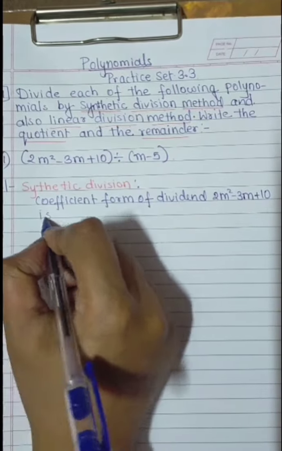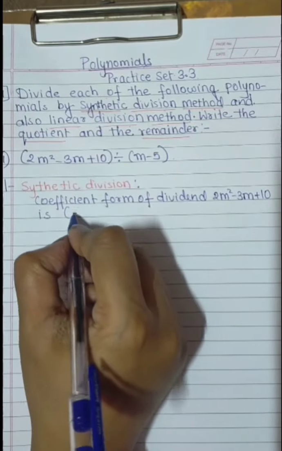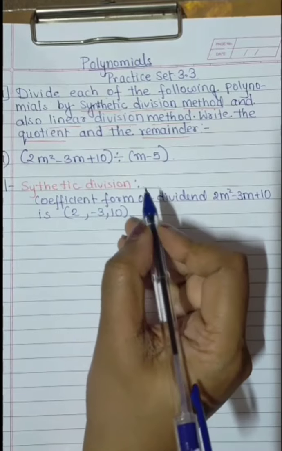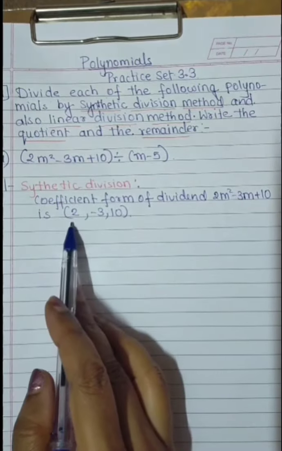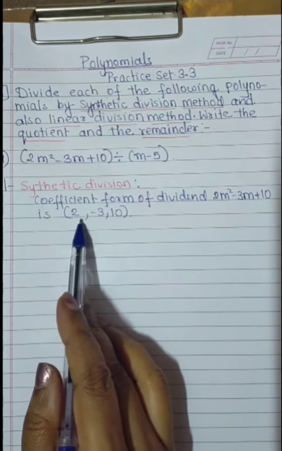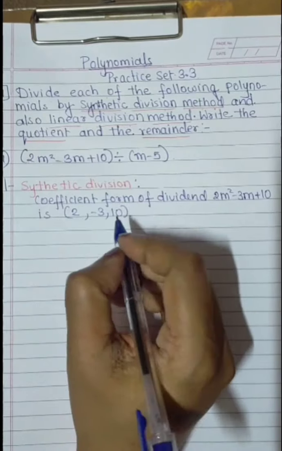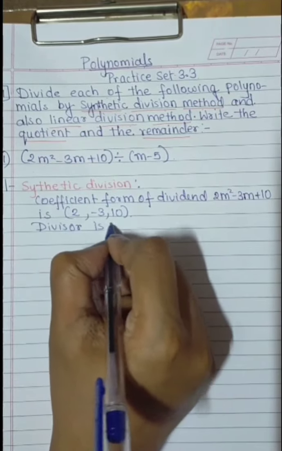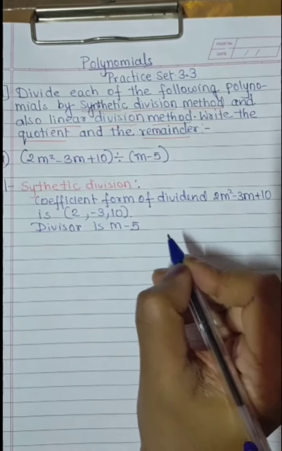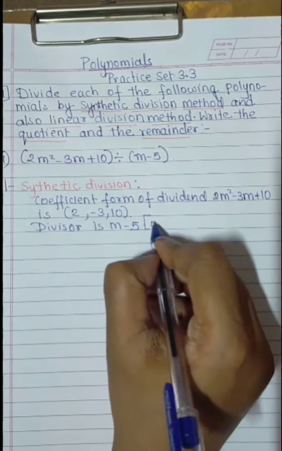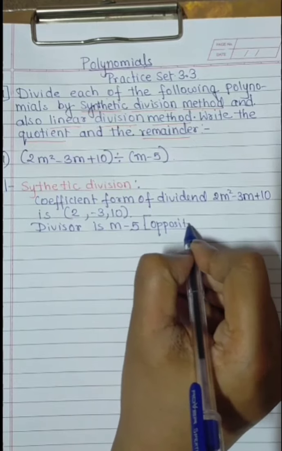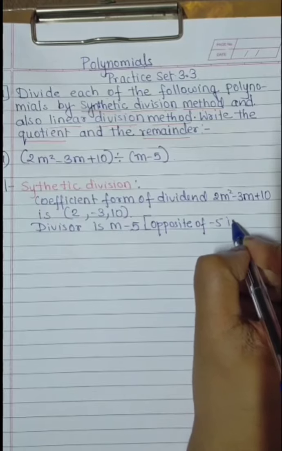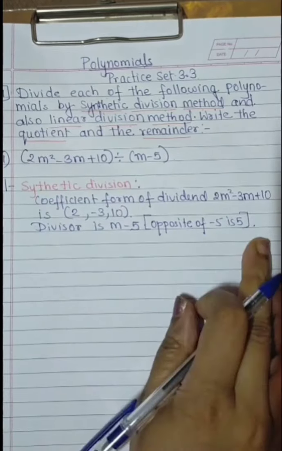So here the coefficients are 2, minus 3 and 10. The coefficient form of the dividend is 2, minus 3 and 10. And the divisor is m minus 5. And the opposite of minus 5 is 5.